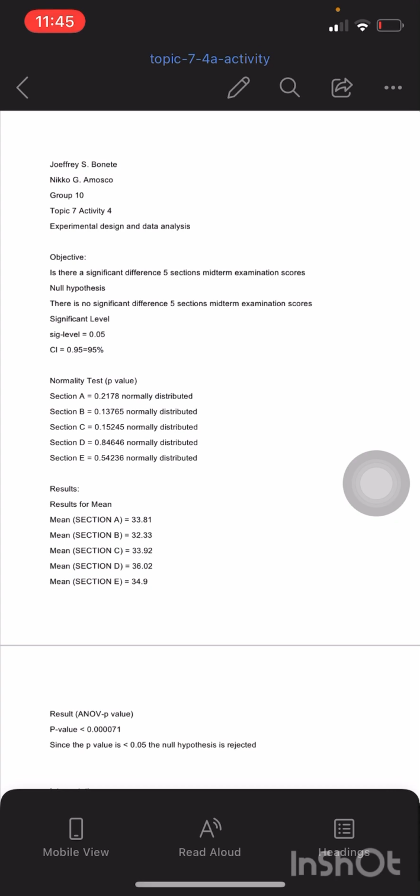So this is the objective: is there a significant difference in the 5-section midterm examination scores? The null hypothesis is that there is no significant difference in the 5-section midterm examination scores. The significance level is 0.05. The confidence level is 0.95 or 95%. And we also see the results of the normality test and p-value.